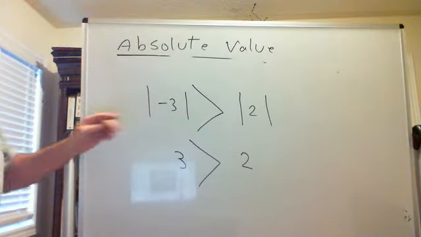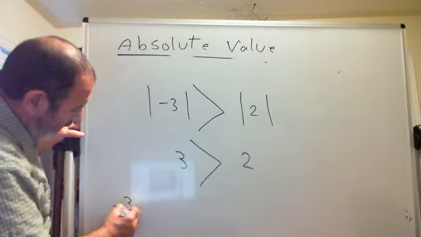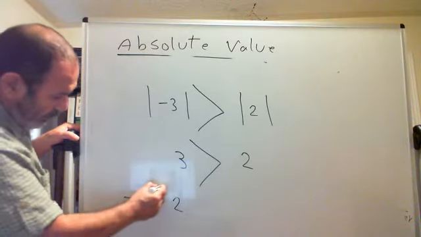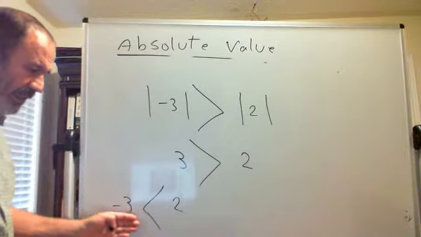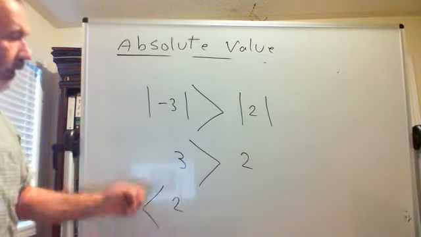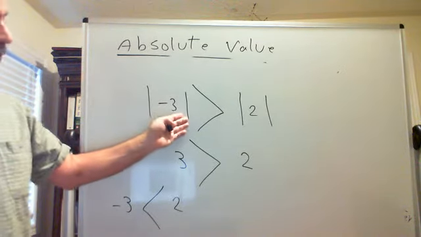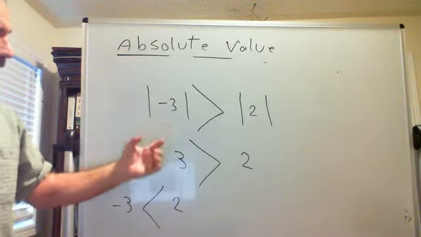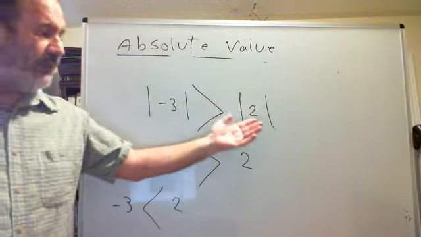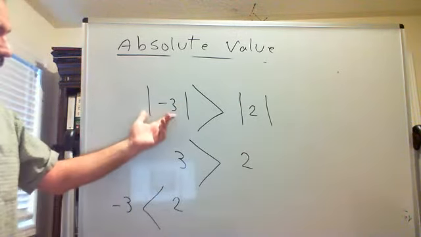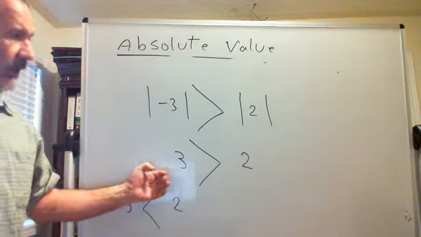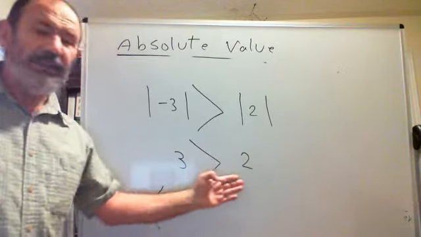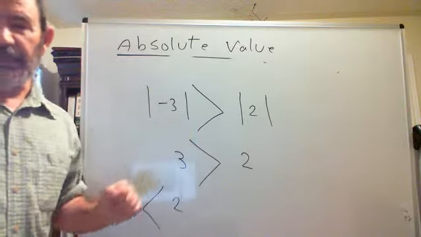Without the absolute value, if I say negative 3 and 2, which sign should I put? I should put this sign because negative 3 is smaller than 2. But for this one, because it says absolute value of negative 3 and absolute value of 2, the absolute value of negative 3 is 3, the absolute value of 2 is 2, and 3 is greater than 2, so we should put this sign. Okay?